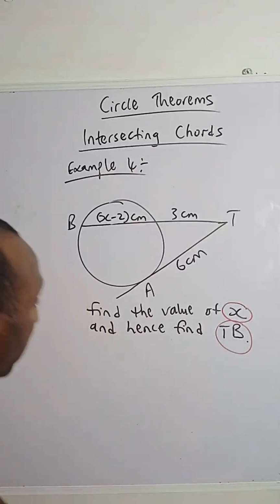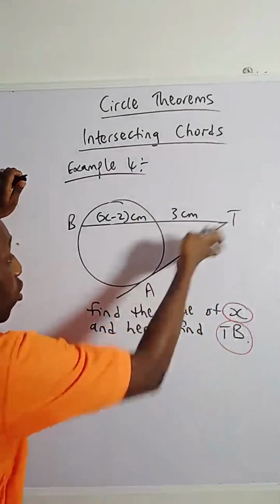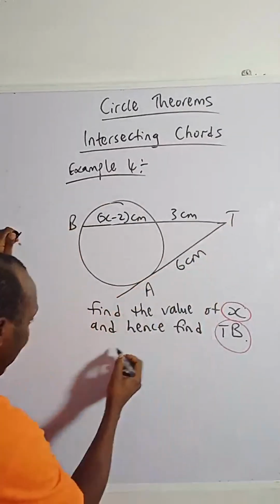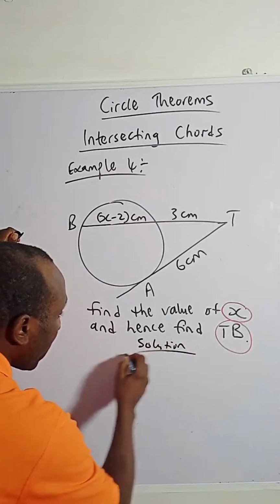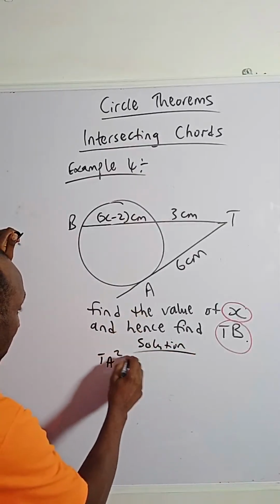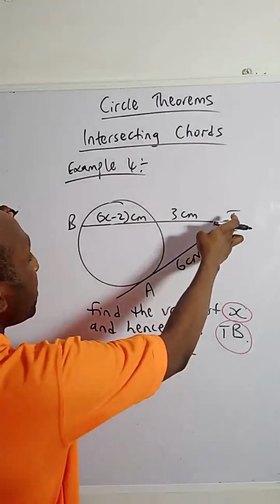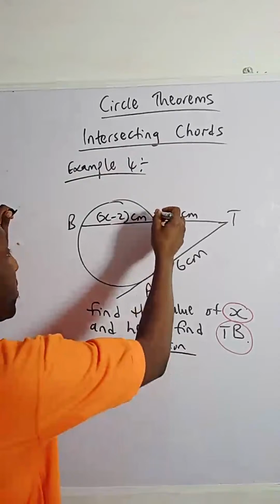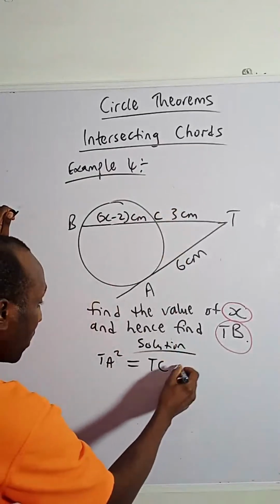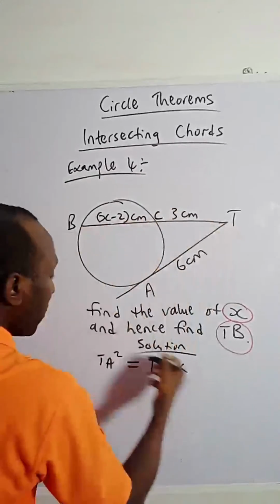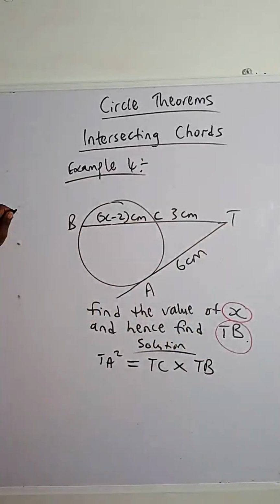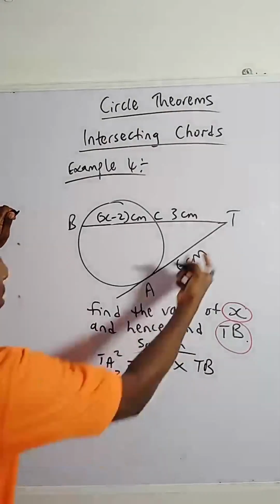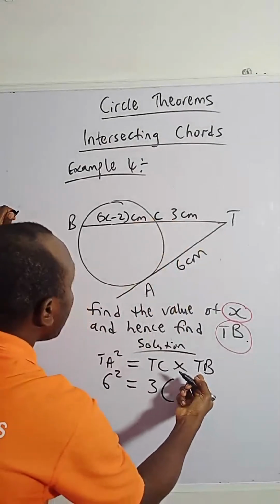TB is 12. Okay, like I told you before, we square the tangent. Don't forget, you square the tangent. Where's the tangent from A to T? That's 6 squared. Let me just write it here. TA squared is equal to what? This is C, so TC times TB. Yeah, this is how you do it. And what's TA? TA is 6. So 6 squared is equal to TC, which is 3, times TB.